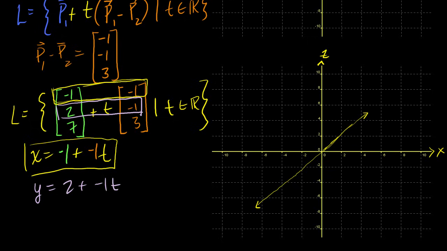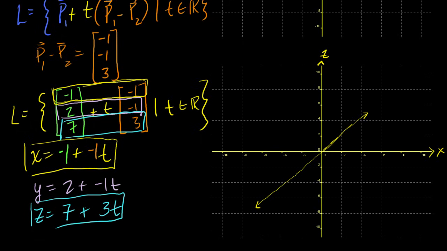And then finally, our z-coordinate is determined by that there. And the t shows up because it's t times 3. So the z-coordinate is equal to 7 plus t times 3, or I could say plus 3t. And just like that, we have 3 parametric equations.